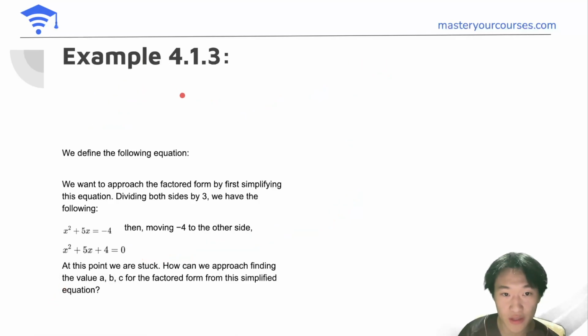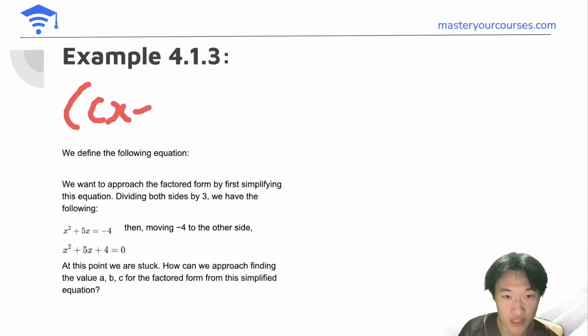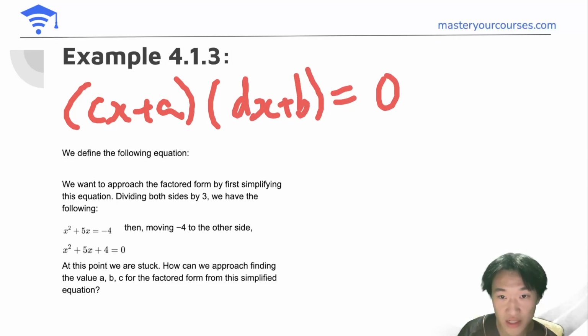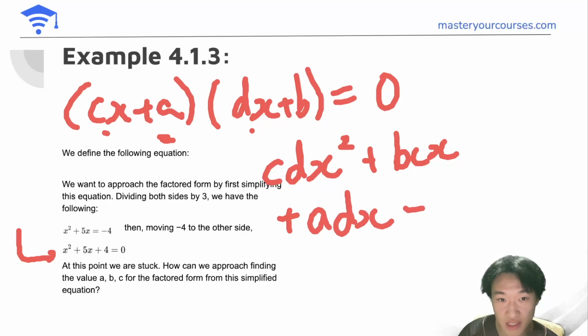So if you recall the format of the factored form, it's (cx + a)(dx + b) equals 0, right? So let's try to find what this actually looks like when it's expanded out. So then you get cd, right? Multiply each term. So you get cdx squared plus bcx, plus, we multiply the second term with the first term, we get adx, and the second term with the second term plus ab, which is equal to 0.